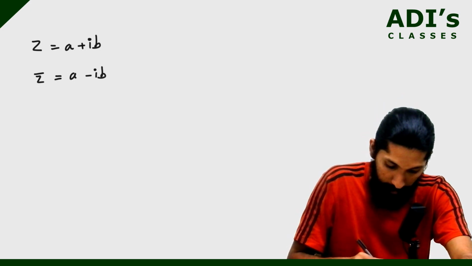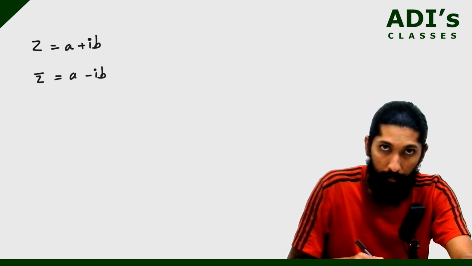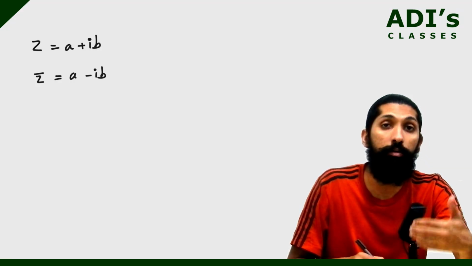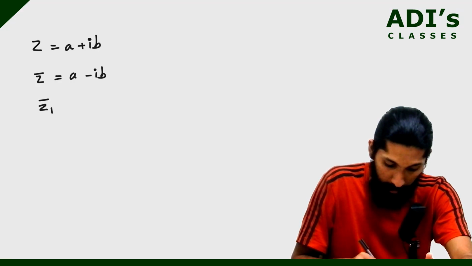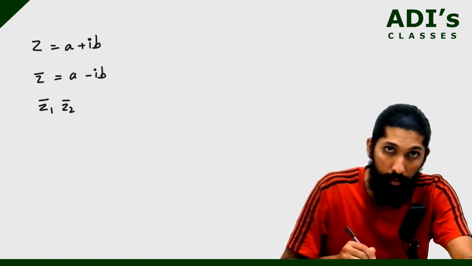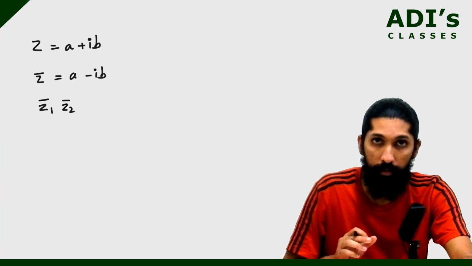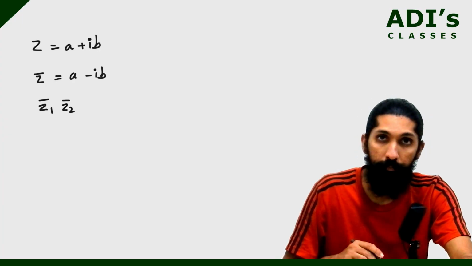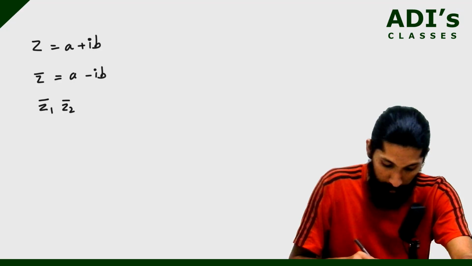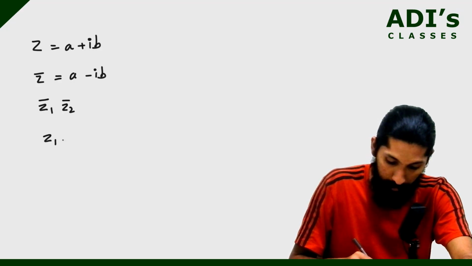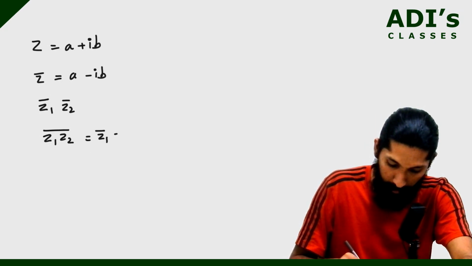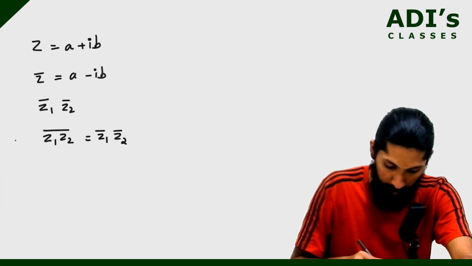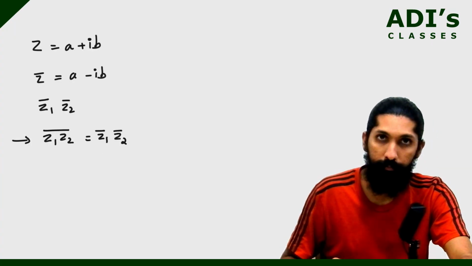Suppose you have z1 and z2, two complex numbers, and you are going to talk about their conjugates, that is, z1 bar and z2 bar. These two are the conjugates of the complex numbers z1 and z2. Now, if you have z1 into z2, whole conjugate, this becomes z1 conjugate into z2 conjugate. This is one of the properties. It's a very simple property.